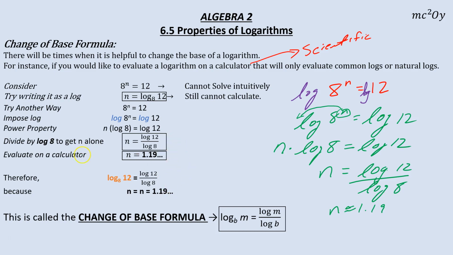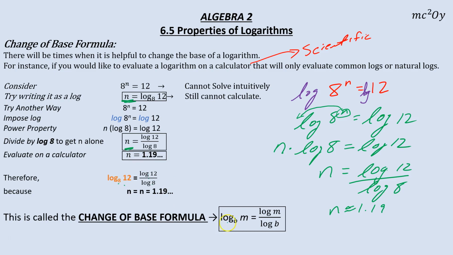I've shown all those steps and tried to explain them. What we've actually done here is the change of base formula. Notice log base 8 of 12 is equal to log of 12 over log of 8. How do we know that? Because this equals n and this equals n. If they both equal n, then they equal each other.